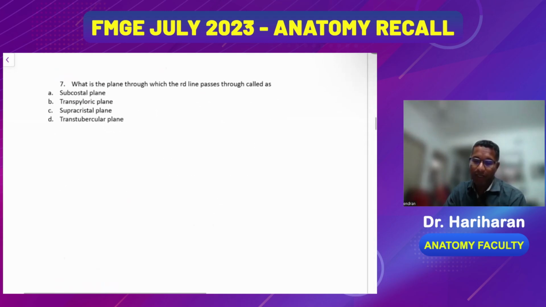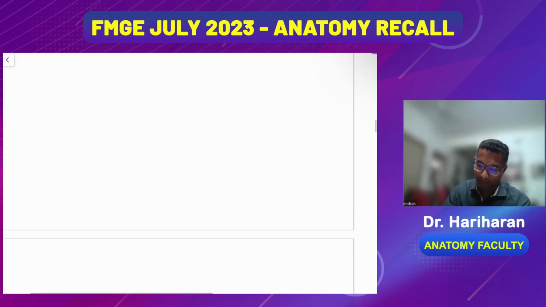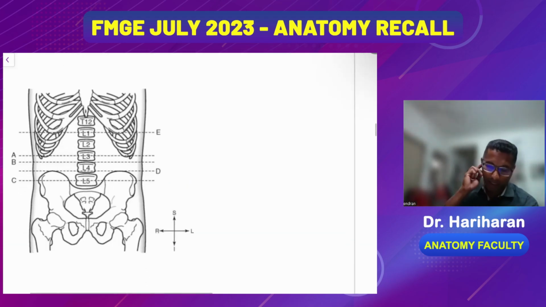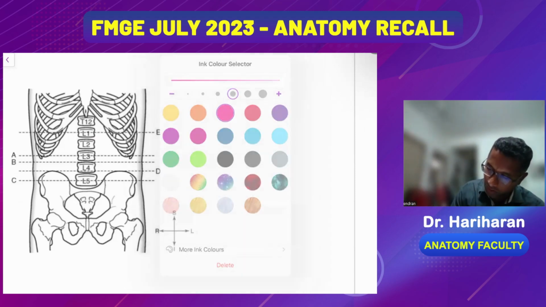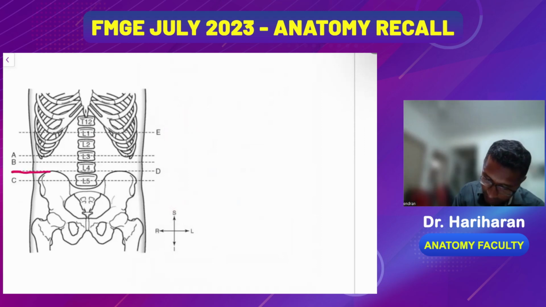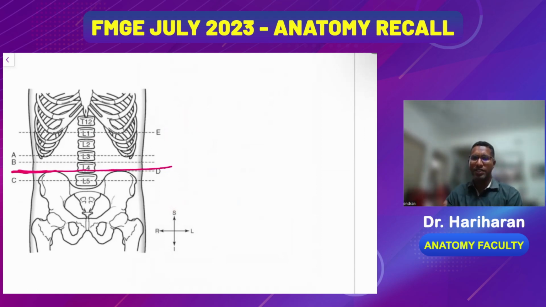Here this is a simple, straightforward question, no twist in it, no surprises. What is the plane through which the red line passes called? They have given a picture like this and drawn a red line through the highest portion of the iliac crest. I think this is what the students told me. They have asked what the plane is called, or what vertebra is related to it.